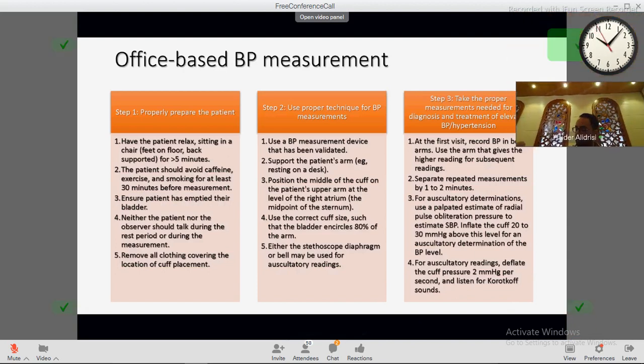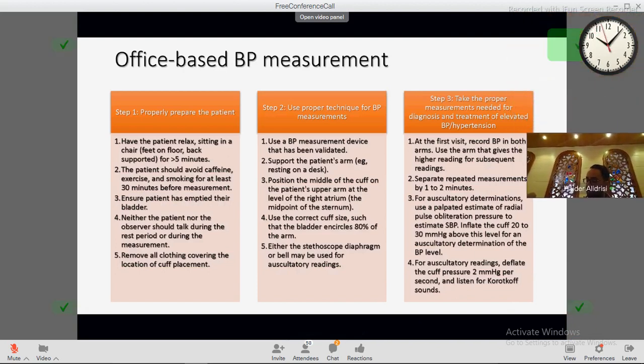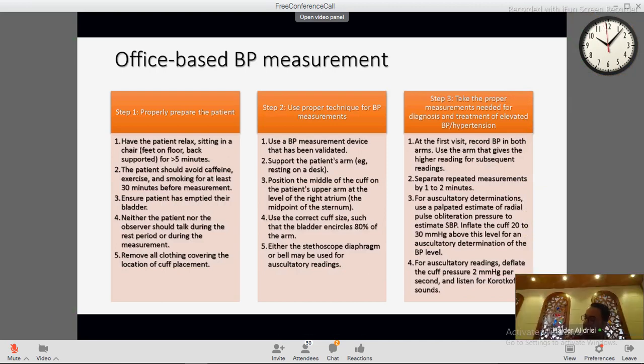So the cuff should be placed in the middle of the arm like this, at the level of the heart, especially at the level of the right atrium, and use the correct cuff size. The correct cuff size is about 2/3 or 80% of the distance between the elbow joint and the shoulder, should be 80%.